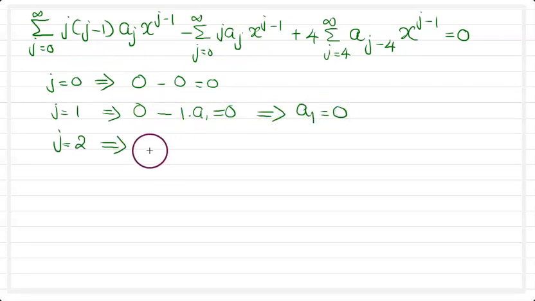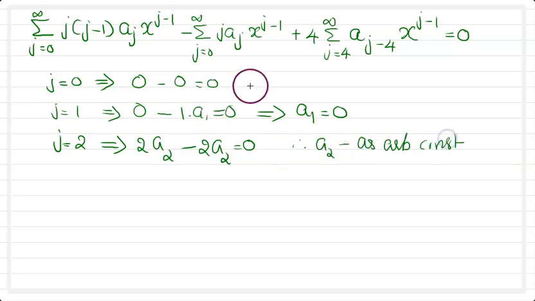Now for j equal to 2, the coefficient is 2 into 2 minus 1 into a2 minus 2 into a2 equal to 0. So this doesn't give any information about a2. Therefore, we can treat a2 as an arbitrary constant. Similarly, when we equated the coefficients corresponding to j equal to 0, we didn't get any information about a naught. So we treat a naught as an arbitrary constant.